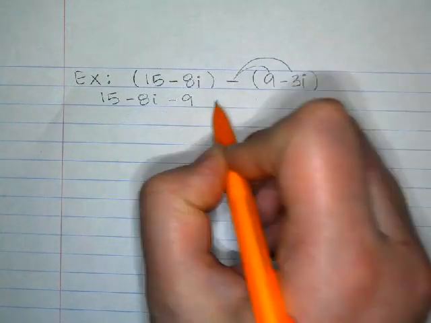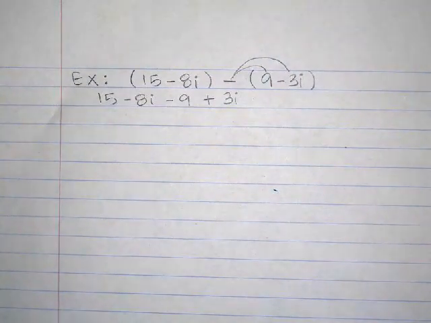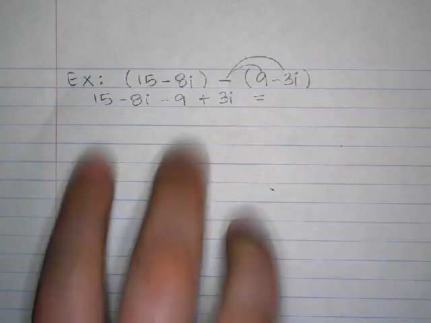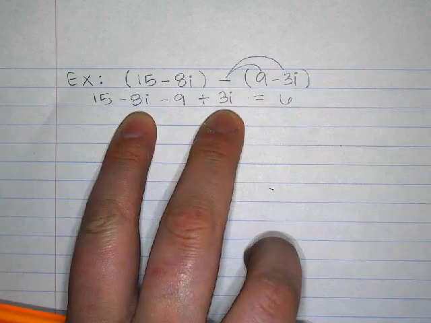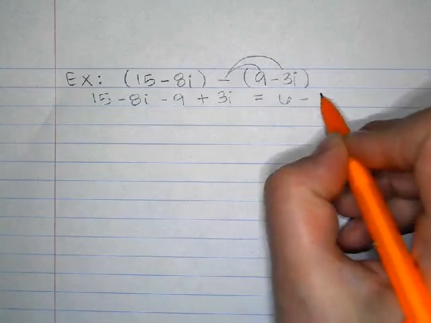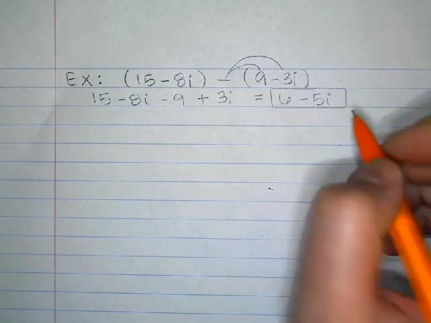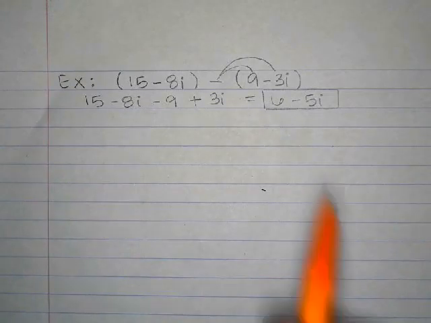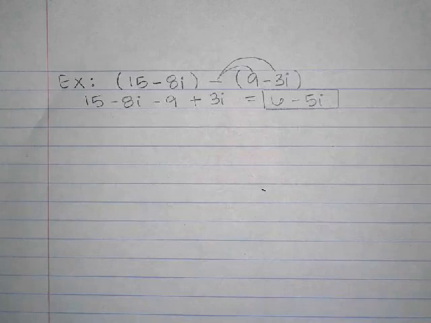And now if I work with my like terms, what is my real number going to be? 6. And what's my imaginary number going to be? Negative 5i. It feels like we're working with regular polynomials from back in Math 1 or whatever. It feels like we're working with x's and combining like terms. And we basically are, except we're working with imaginary numbers instead. Same idea. So 15 minus 8i minus 9 minus 3i is 6 minus 5i.